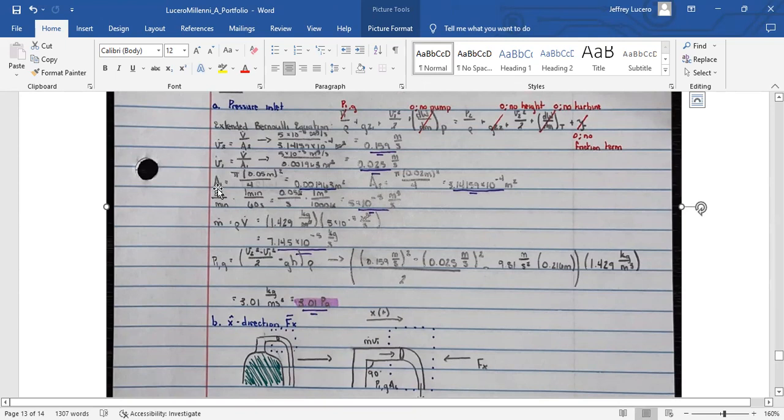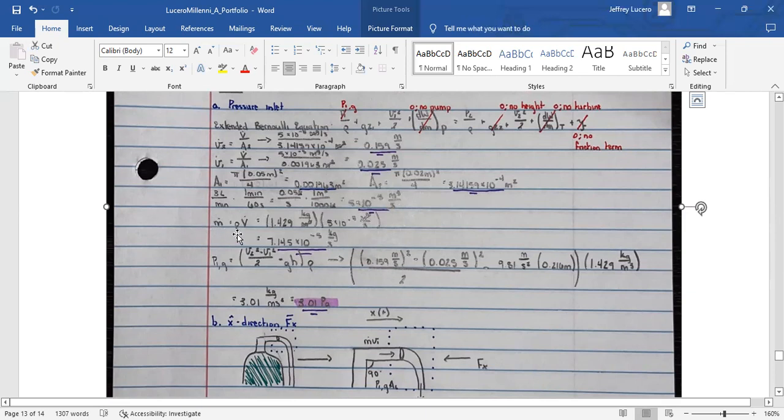A1 is 0.01963 meters squared, and A2 is 3.14159 times 10 to the negative 4th meters squared. We can plug that in with the volumetric flow rate being 5 times 10 to the negative 5 meters cubed per second to get V2 as 0.159 meters per second and V1 as 0.025 meters per second.